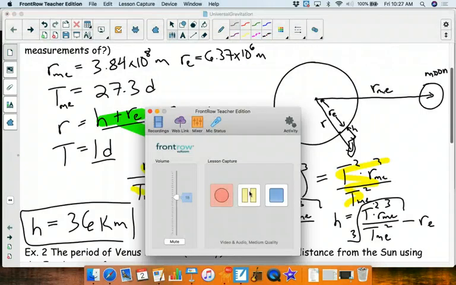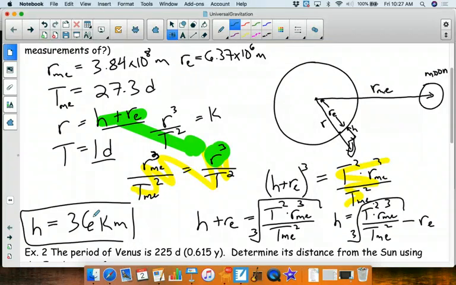36,000 kilometers. So this is times 10 to the 3 kilometers. 3.6 times 10 to the 4 kilometers, or 36 times 10 to the 3 kilometers.